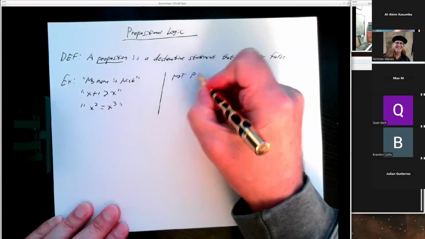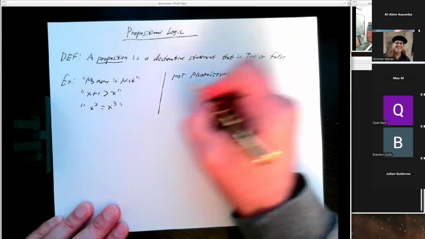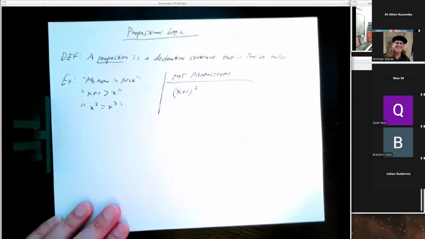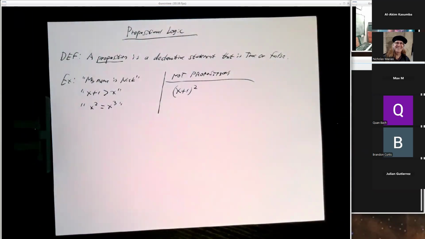Some things that are not propositions. X plus 1 squared is not a proposition. It's an arithmetic expression. It represents whatever the value of X is plus 1 multiplied by itself, but it's not something with a truth value. You can't say this is true or false. It's not asserting anything. So it's not a declarative statement.